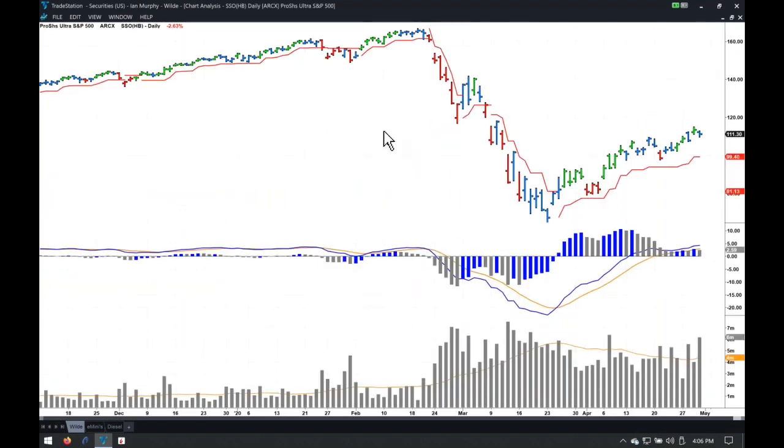This again is a daily chart, trend following strategy. These geared ETFs, and this is SSO, it's a 2 times geared ETF offered by ProShares. It tracks the S&P 500. So for every move on the S&P 500, this moves or is intended to move twice as much in the same direction.